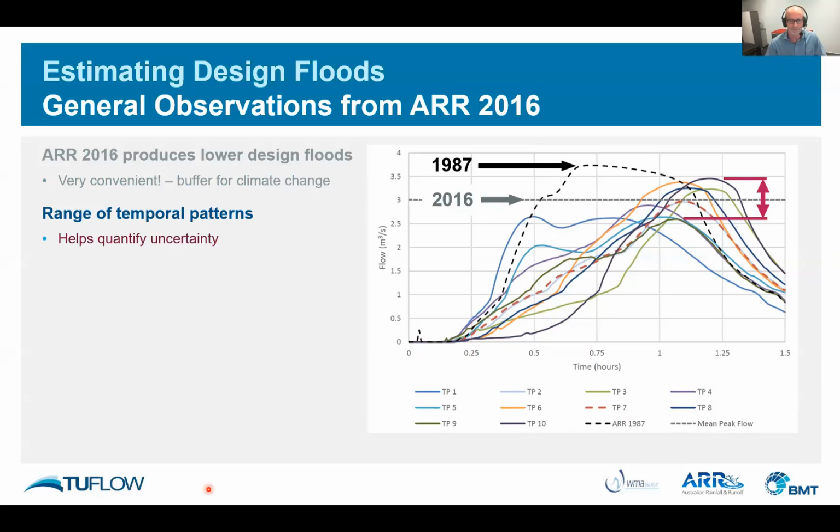There are some other interesting benefits too. Just having this range of 10 temporal patterns gives you some idea of the uncertainty or range in your 1 in 100 levels. Because all these 10 floods have exactly the same 1 in 100 year total rainfall. They just have different temporal patterns for how the rain falls.